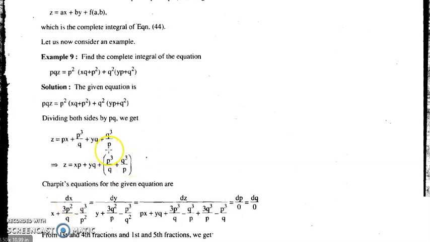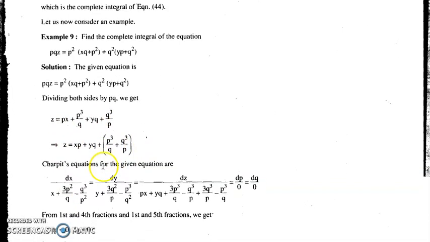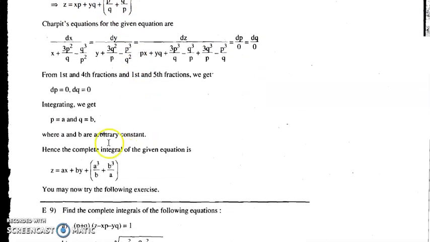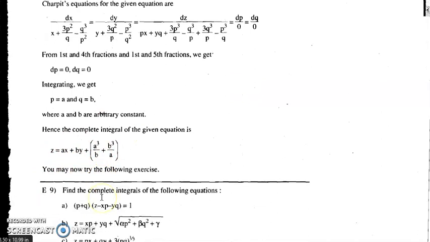So state that this is a Clairaut's equation. If it is Clairaut's equation, the solution will be obtained by replacing p by a and q by b. So the solution is z equal to ax plus by plus a cube by b plus b cube by a. So that is the required solution.